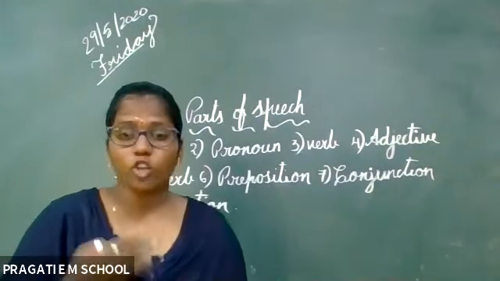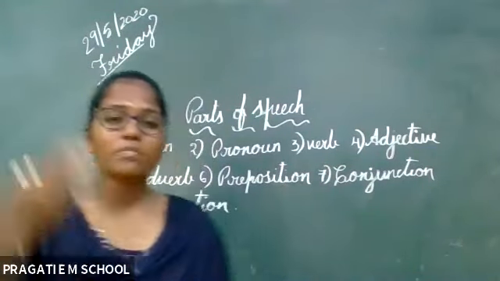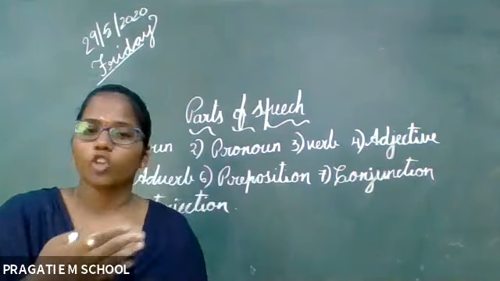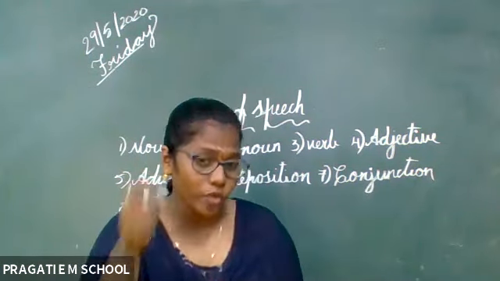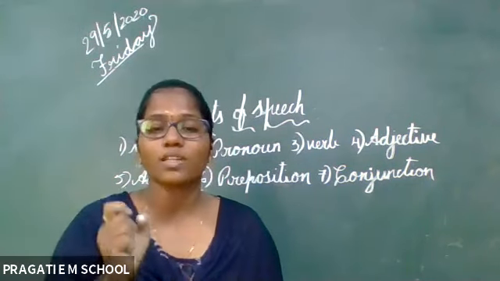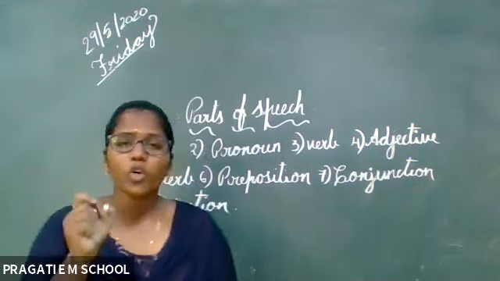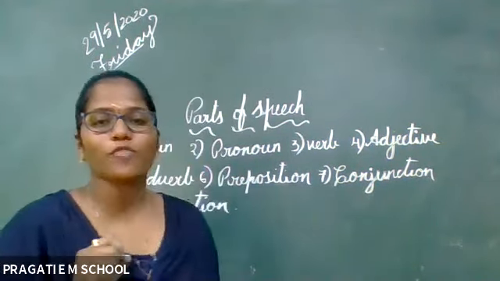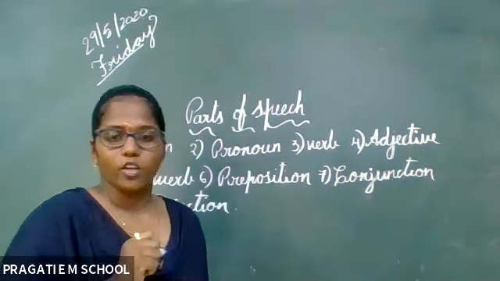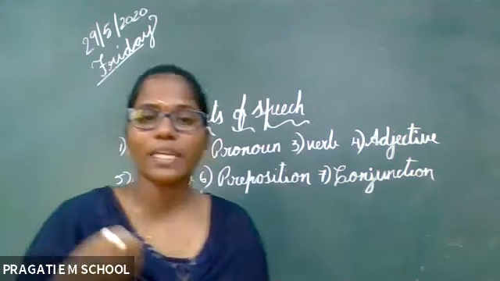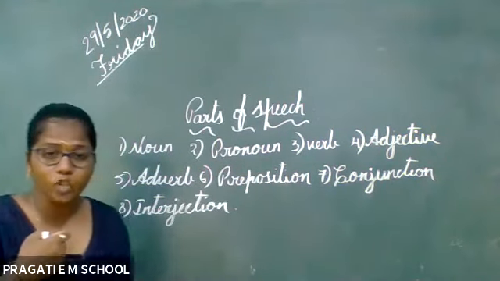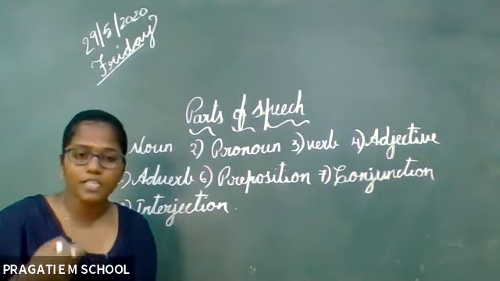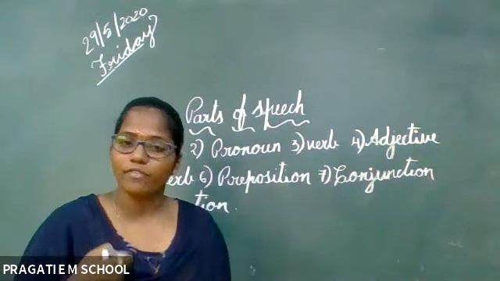Whatever words we are talking or speaking will come under these 8 types of parts of speech. Then you all must remember, what is a word? A group of letters is called a word. Say along with me, a group of letters is called a word.